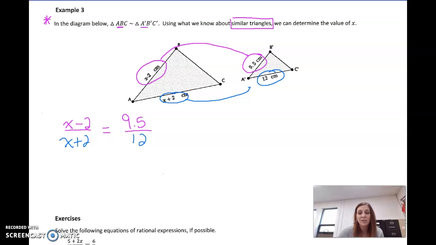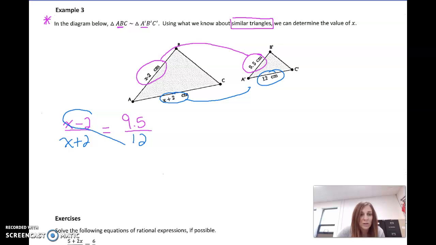So this proportion is set up. You can set it up differently as long as it's the same triangle, corresponding. I mean, you could have x minus 2 over 9.5 and x plus 2 over 12, as long as you kept things lined up horizontally and vertically. Anyway, once you get things set up like this, then this is just a cross products property. It's a linear equation in disguise.